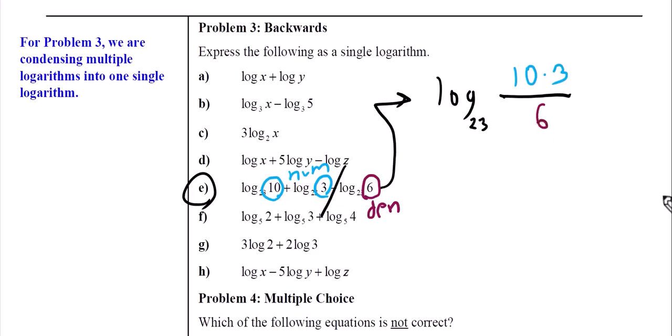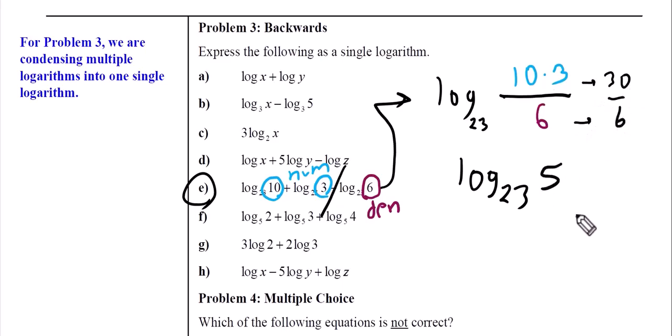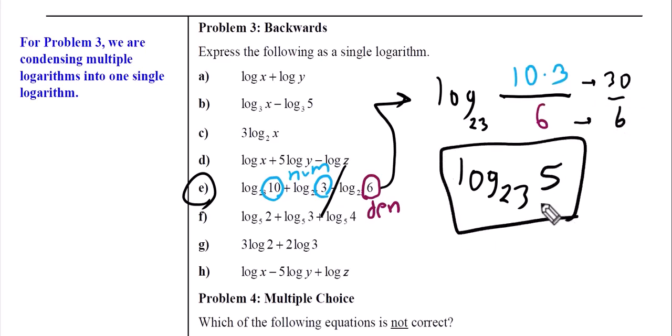Now, this is interesting because all the previous problems we had variables and letters that had no values, but here there are no letters. So we could actually simplify this. And before you get concerned about it, well, let's just simplify it like regular. What's 10 times 3? That's 30. 30 divided by 6, well, that's 5. So this becomes log base 23 of 5.